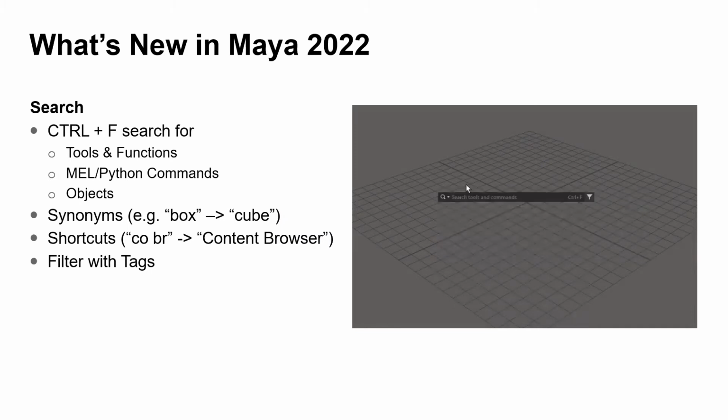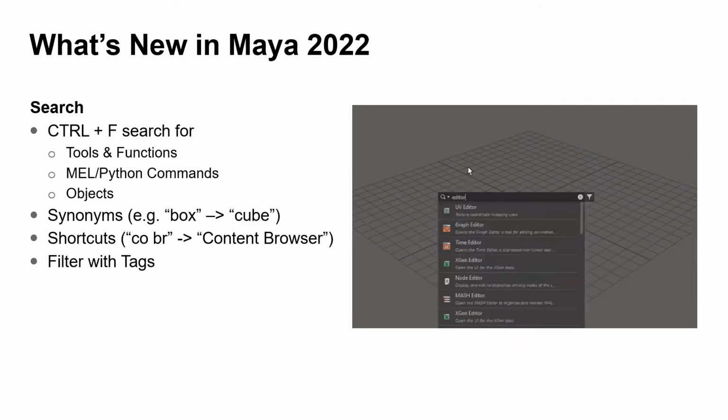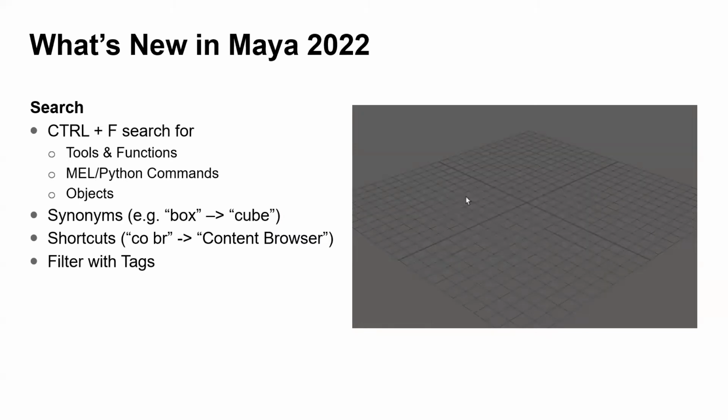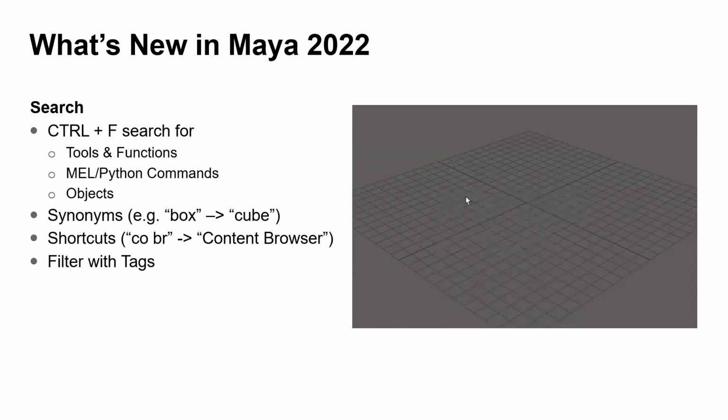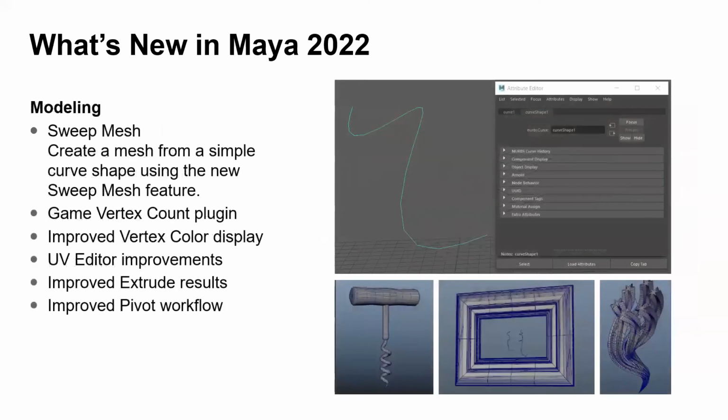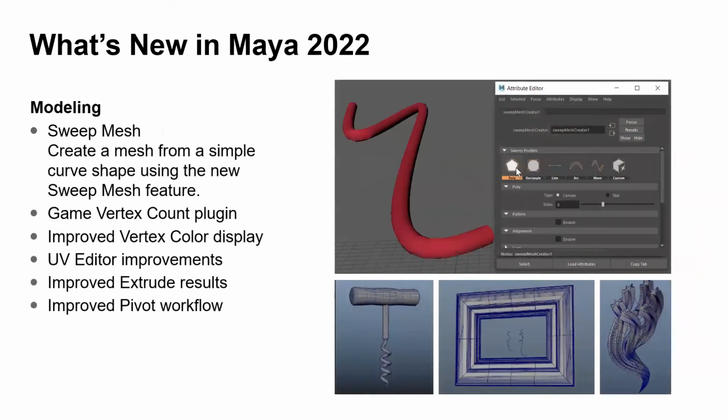So with Control F, you can automatically start searching for tools, for functions. You can search for Python commands, for objects. So if you type box, because you're a Max user, you're looking for a box, in Maya it's called a cube, it will find a synonym for that. Okay, and also shortcut keys. So there's a search option available in Maya 2022 as well.